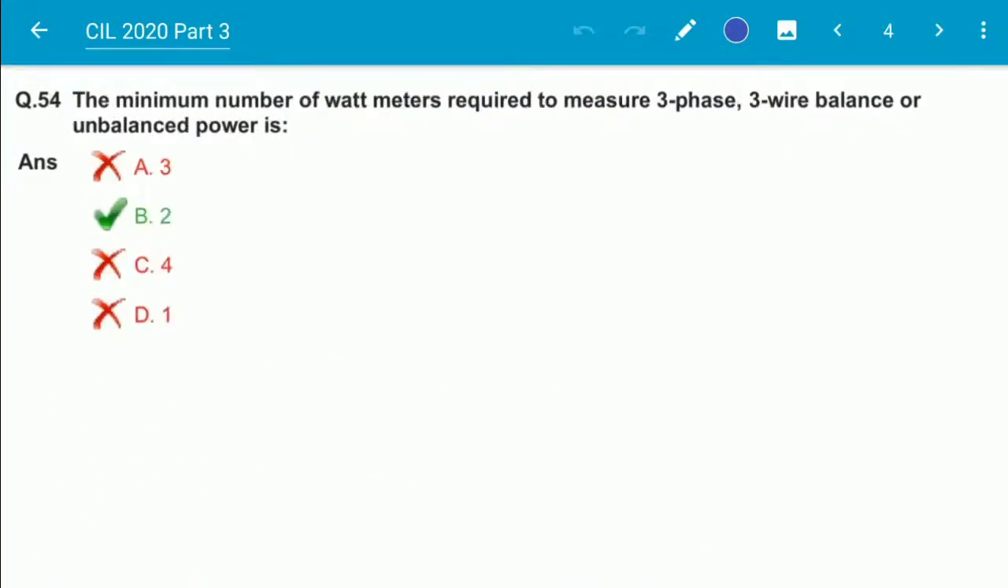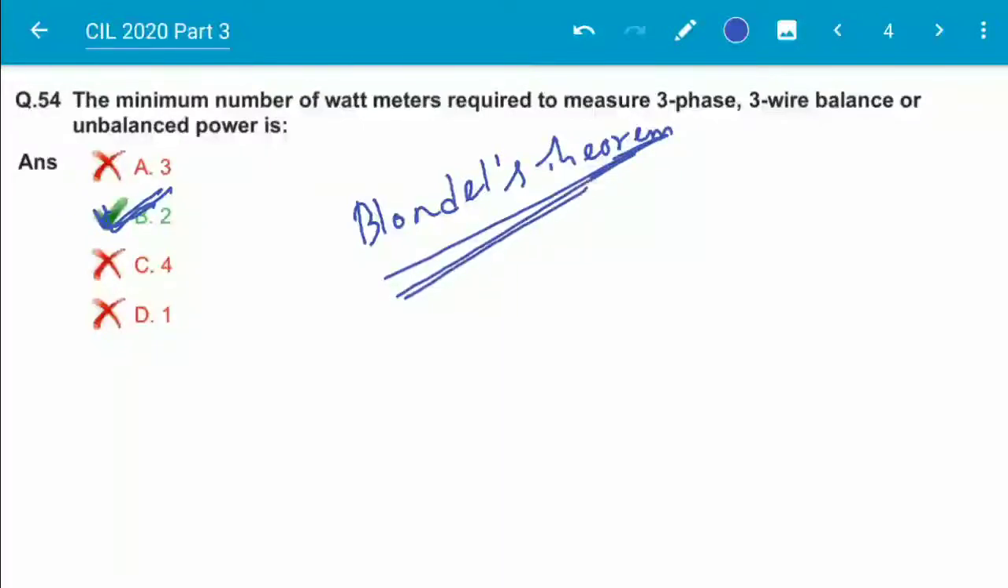Next question, question number 54. The minimum number of wattmeters required to measure three-phase, three-wire balanced or unbalanced power. This is nothing but the 2 wattmeter method. We have already studied the 2 wattmeter method, and there is a theorem called Blondel's theorem, not in machines, in the measurement system.